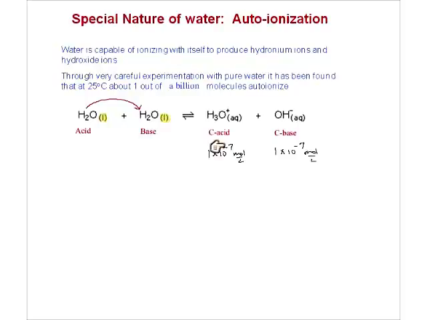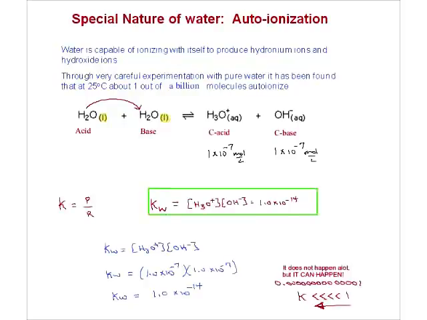All right, so assuming that water can auto-ionize itself, and assuming we can measure the concentrations of pure water to be 1 times 10 to the minus 7 for H3O plus, and 1 times 10 to the minus 7 for OH minus, let's do an equilibrium expression here. We can write this as products over reactants.